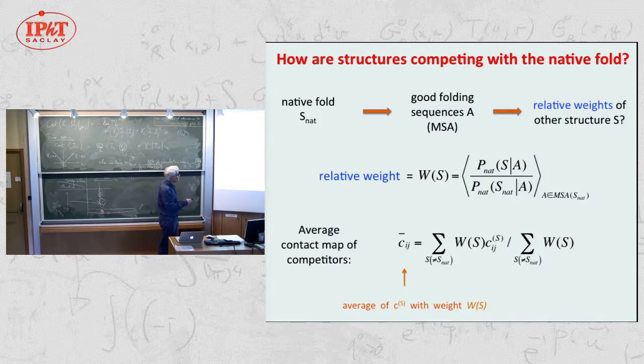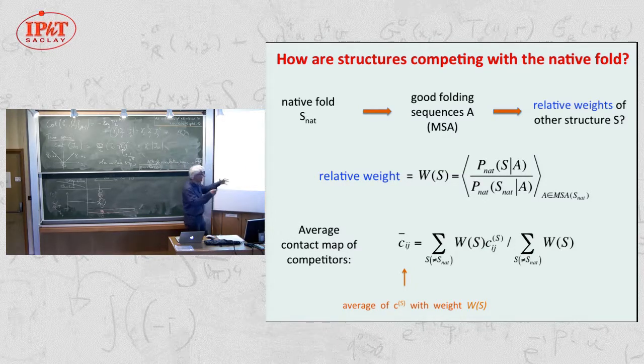Okay, so it gives you some kind of relative importance of the different structures in competition with the one you are interested in. And now what we can do is look at the average competing structure. If I look at all my other structures, not the one I am interested in, I can compute the average contact map, the average structure if you prefer, weighted by the importance of each other structure. Okay? Is it clear what I'm doing?